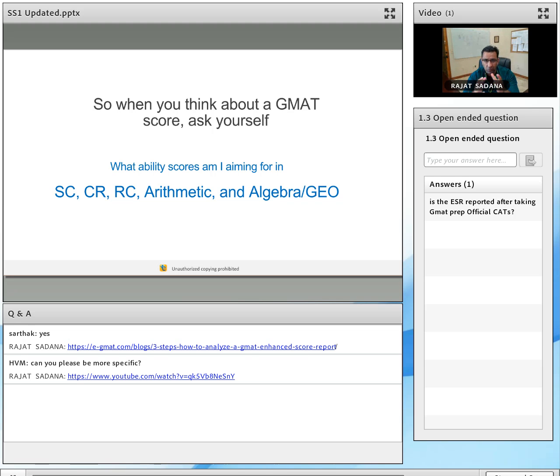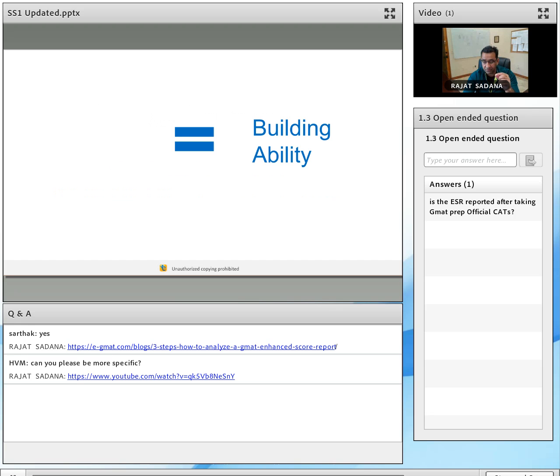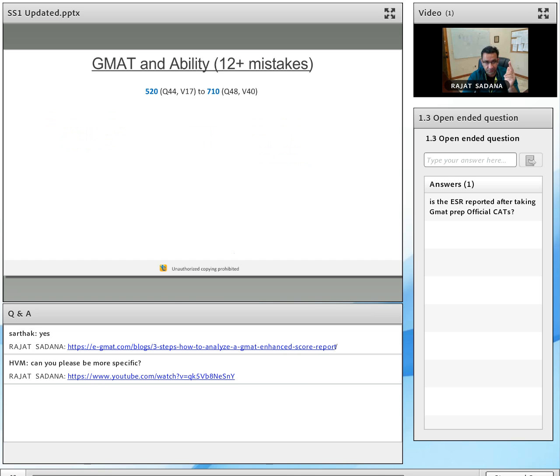But coming back to where we were, when you think about taking the GMAT, ask yourself, what ability scores am I aiming for in these subsections? Because essentially, your GMAT score is composed of these ability scores. Again, acing the GMAT is about building ability. Now, we saw the principle, we saw one example. Let's look at one other example over here.